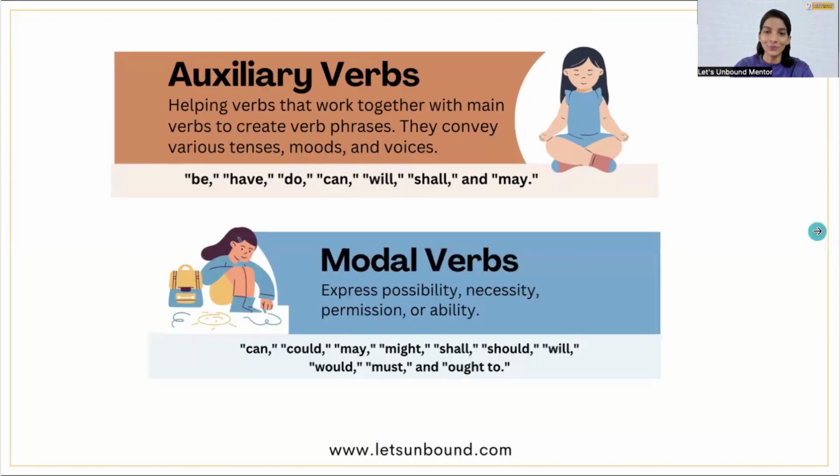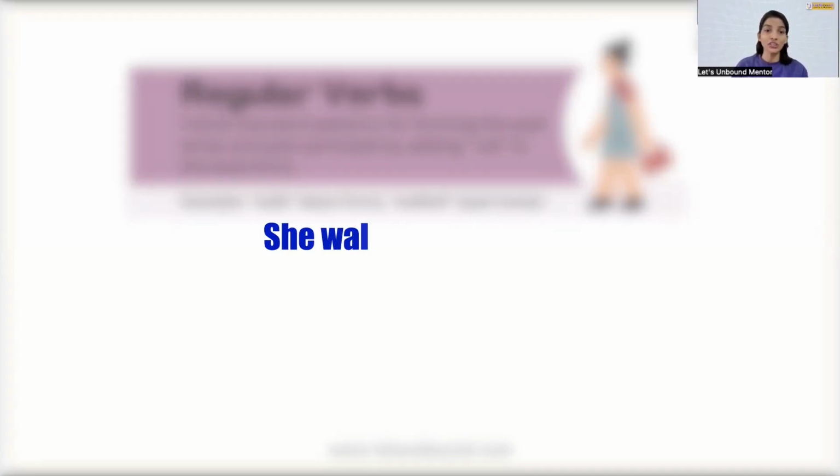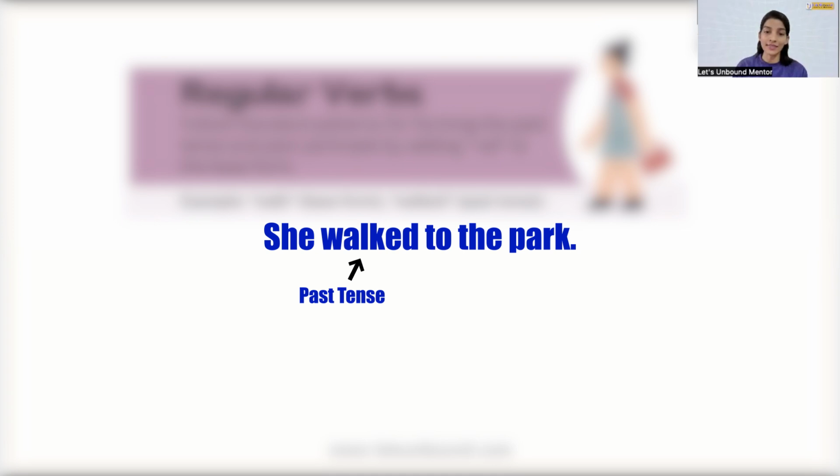Okay. Let's look at regular verbs. Now, regular verbs form their past tense and past participle by adding ed or d to the base form. As an example, she walked to the park. Now, walked is the past tense of the regular verb walk, right?